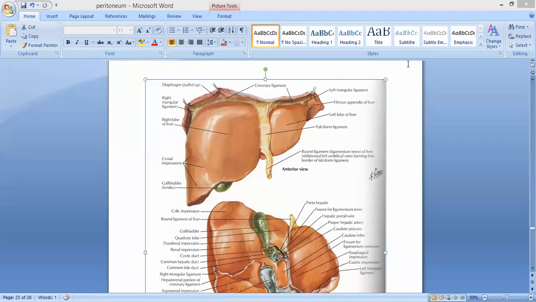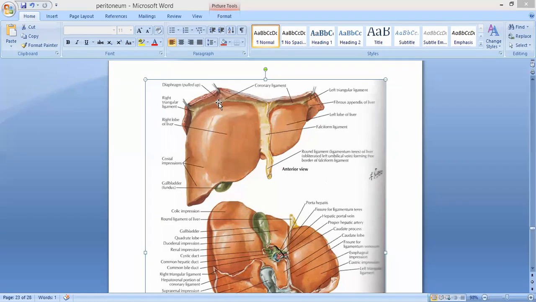ठीक है जी? Only ligaments क्या है? The peritoneal ligaments क्या है? These peritoneal ligaments are the two-layered folds of the peritoneum that connect the viscera to the abdominal wall, to suspend the viscera to the abdominal wall. For example, in the case of the liver, you can see this is the diaphragm over here, and the liver is attached to this diaphragm with the help of these ligaments.